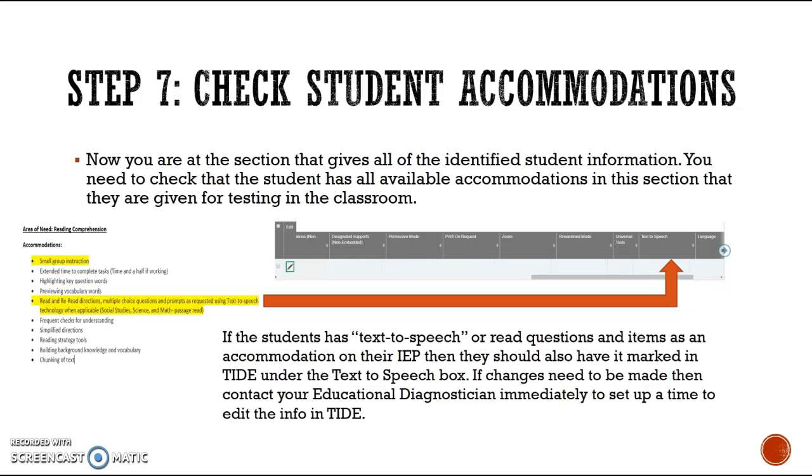Once you've searched that specific student, this is the bar that comes up in TIDE, and these are the possible accommodations that students can have. This is where you need to make sure that these accommodations are listed in TIDE. And in this particular student, we found out that text-to-speech was not there, even though it should be.